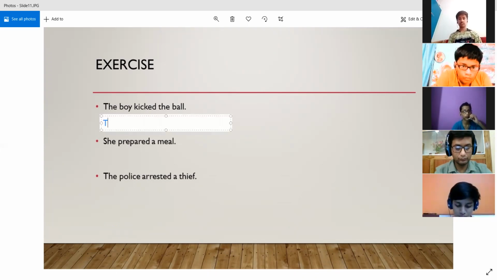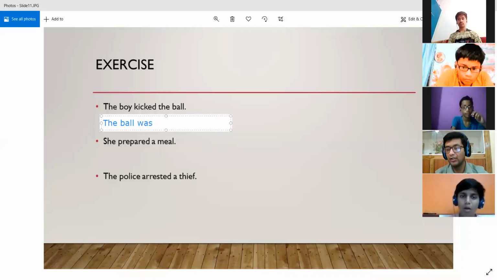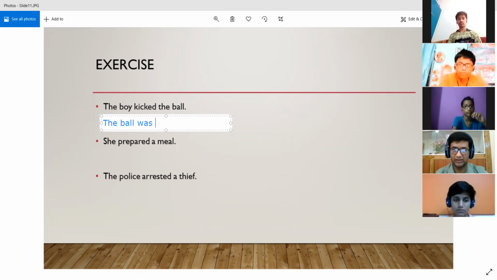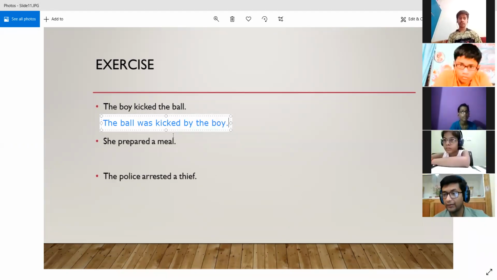Sir, the answer is the ball was kicked by the boy. Yes, the ball was kicked. And why am I using was? Because we are just talking about one ball. Right? Yes, sir. That is why we are using the singular form was. So the ball was kicked. So this is the correct form of the be verb in passive voice. The ball was kicked. Then we use the preposition by, and then the boy, which has now become the object in the passive voice. All right.